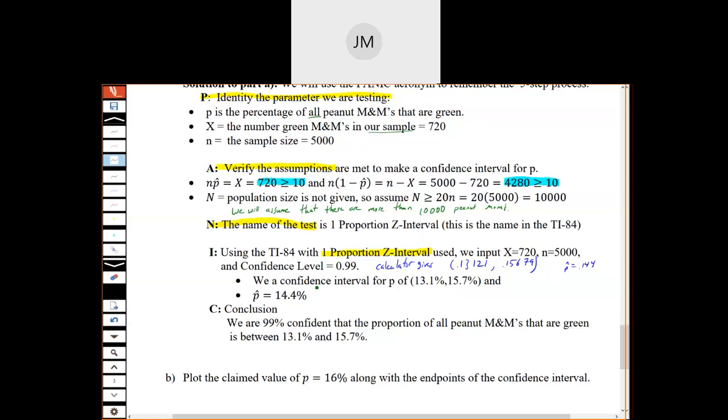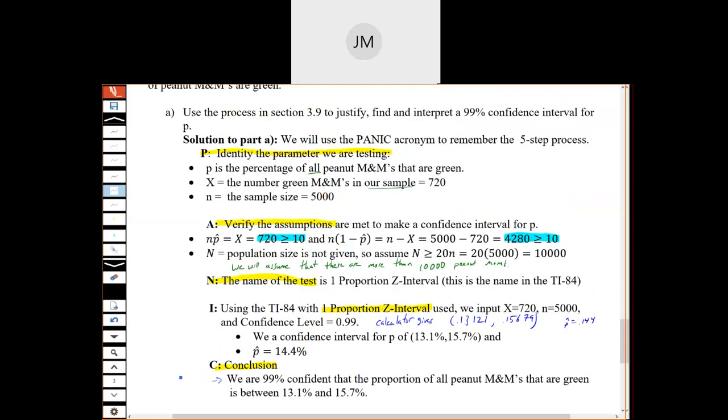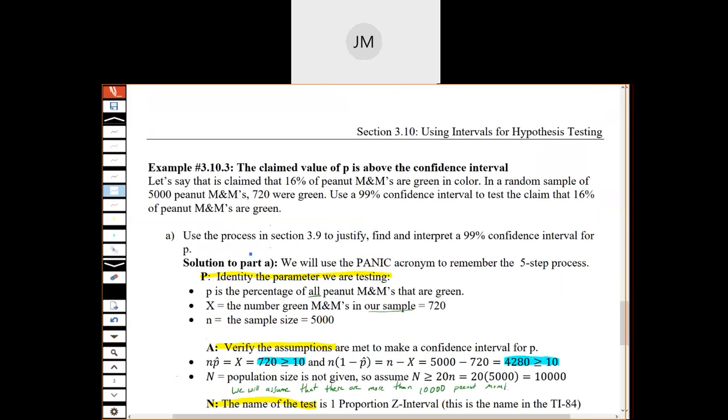Okay. So then we can write our conclusion, right? Our conclusion is we are 99% confident that the proportion of all peanut M&Ms that are green is between 13.1% and 15.7%. Okay, so we could write that. All right, now we're going to get into the next step where we're going to use our confidence interval to actually test this claim.